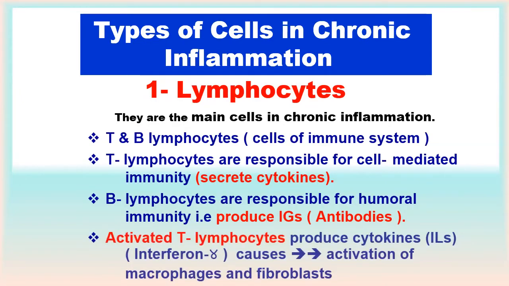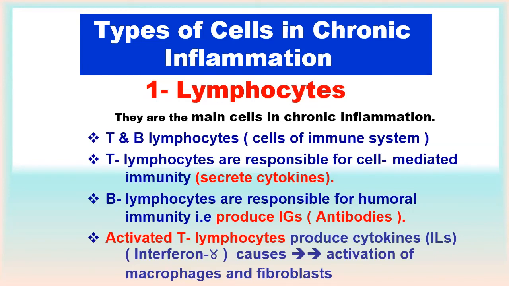The types of cells in chronic inflammation. As we said, in chronic inflammation, the chronic inflammatory cell infiltrates are polymorphic, meaning multiple cell types, including lymphocytes, macrophages, plasma cells, and other types of cells. And these chronic inflammatory cells are mononuclear cells, having single nuclei.